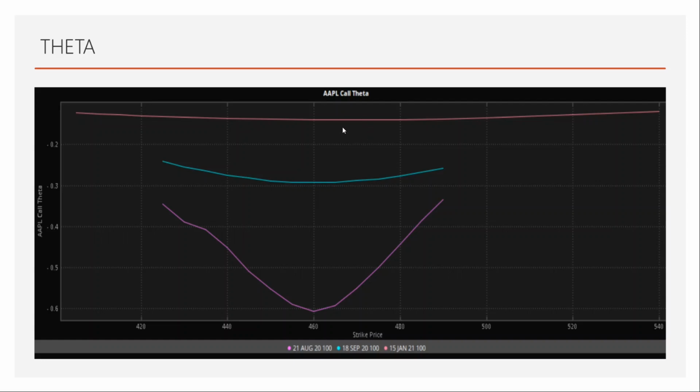So here is the pictorial representation. The purple line is for August, blue line is for September, orange line is for January 2021. If you see 460, this is for Apple. 460 is at the money. At 460, you see the theta time decay of 0.6 cents. For a contract, it will be $60. Every day you will be losing $60. Okay?